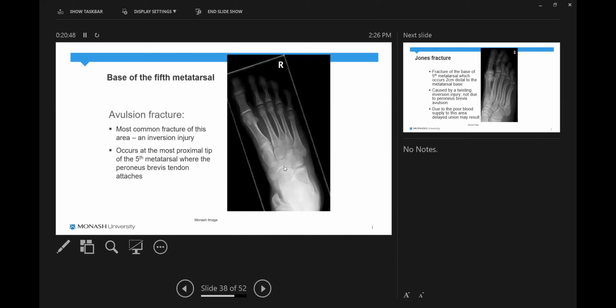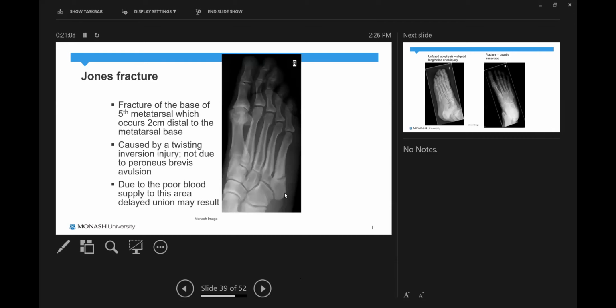Now, fractures of the base of the fifth metatarsal, you can have avulsion fractures, which are quite common because of the pull on the peroneus brevis tendon. The fractures tend to be transverse, and it occurs mostly at the proximal tip of the fifth metatarsal. Now, Jones fracture occurs higher up, about 2 centimeters from the tip, and it's caused by a twisting inversion injury. It's actually more common in ballet dancers, and it's not due to peroneus brevis avulsion.